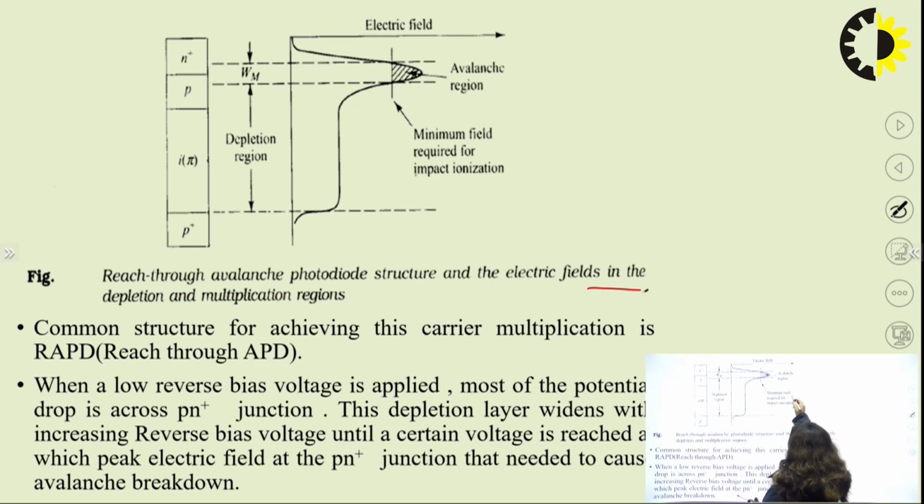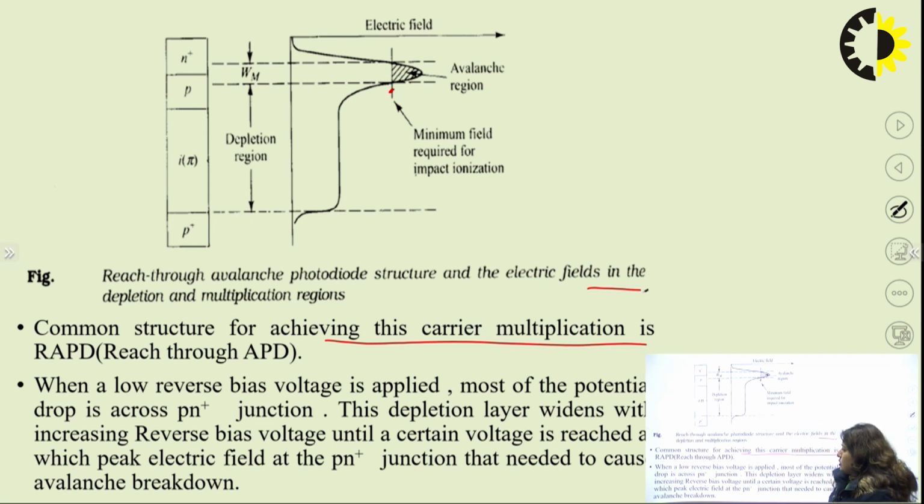The avalanche region is between the N plus and P region, because it is a kind of PN junction. Then there is a region required for impact ionization. This stable region is basically the impact ionization region, and there is a minimum requirement for it, which is shown here. At this point a maximum field is required for impact ionization. The common structure for achieving this carrier multiplication is the reach through avalanche photodiode, in short RAPD.